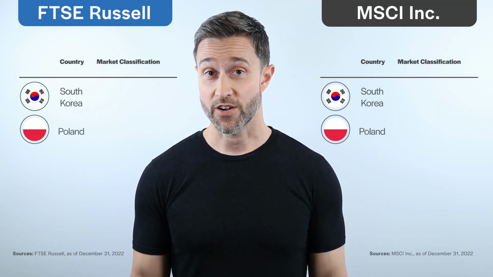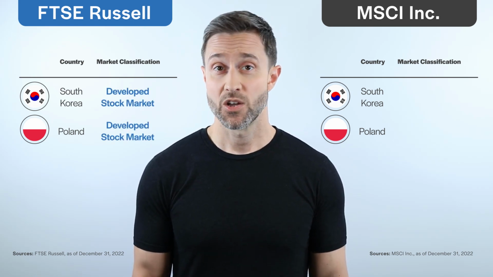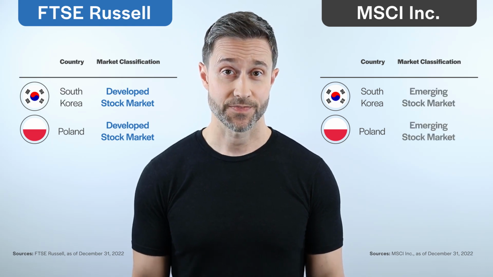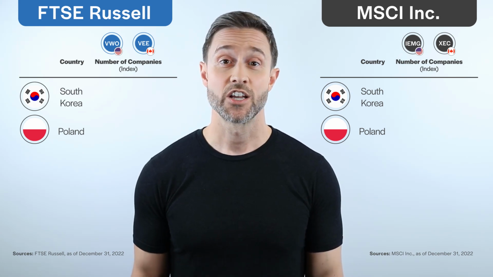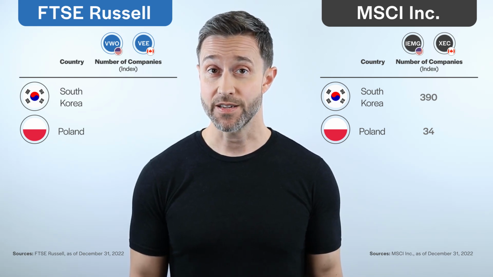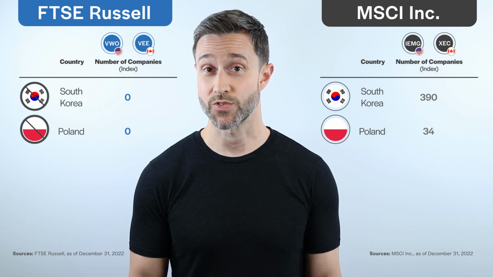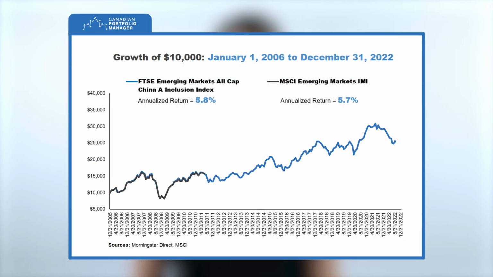You may also recall from our international equity video that FTSE classifies South Korea and Poland as developed countries, while MSCI classifies them as emerging markets. This means that IEMG and XEC, which follow an MSCI index, track hundreds of additional South Korean and Polish companies. And VWO and VEE, which both follow a FTSE index, exclude them. But again, even with their market classification differences, both indexes have experienced similar performance since 2006. The variations are just too puny to matter. Over the long term, the returns of ETFs following either index are expected to be similar, all else equal.